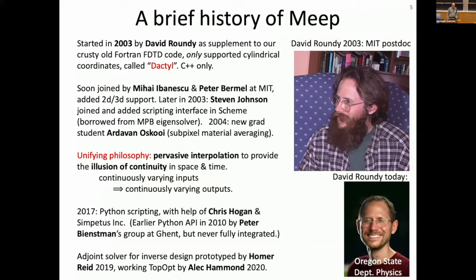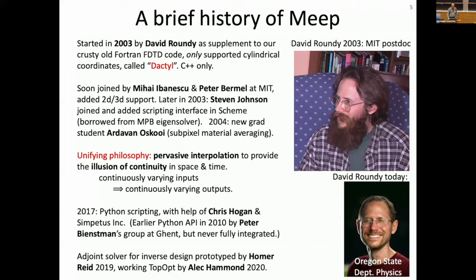It was a separate add-on. In order to get the full power of Meep, we needed to actually change the internal C++ code to make it hook more deeply into Python and expose some more functionality. And then more recently, you heard some talks yesterday, and there'll also be a talk today about inverse design. This was prototyped initially by Homer Reid in 2019, and it was really brought to a working state by Alec Hammond starting in about 2020.